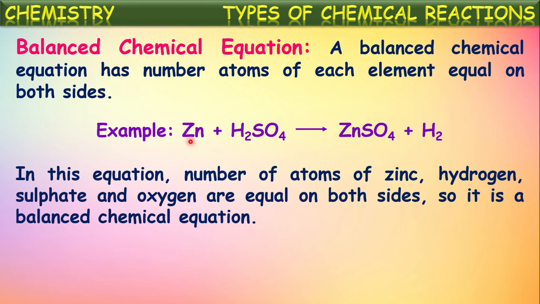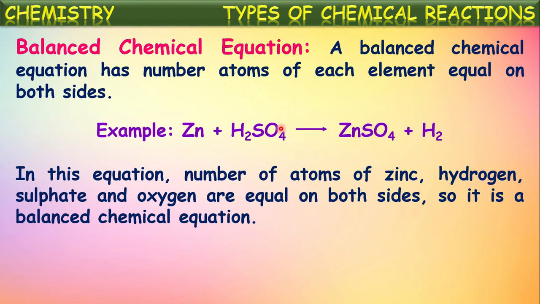If you count the zinc atoms, here there is only one, and here also only one. So zinc atoms are balanced. And if you observe hydrogens, in the H2SO4 molecule there are two hydrogen atoms. What about the right hand side? Here also there are two hydrogen atoms. So hydrogen atoms are also balanced. And if you see sulfurs, there is only one sulfur on the left hand side. On the right hand side also there is only one sulfur. So sulfur atoms are also balanced.